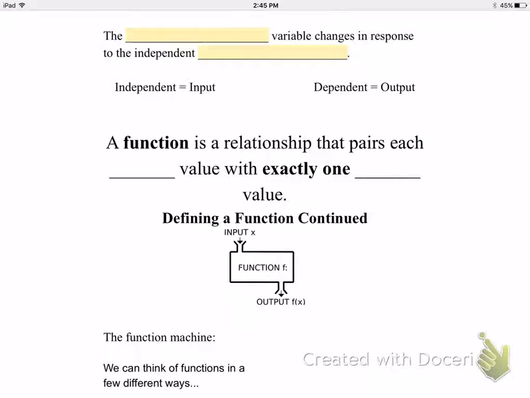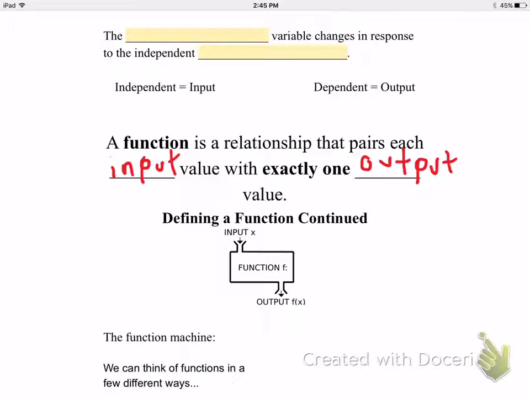Now, a function is a relationship that pairs each input with exactly one output. Now, this exactly one is important because otherwise it's not a function. If you make $6 an hour and you work 10 hours, you're going to make $60. Every time you work 10 hours, you make $60. That's exactly one output for the input of 10 hours. Now, if sometimes when you work 10 hours you made $60 and sometimes you made $70 and sometimes you made $80, that's not going to be a function.